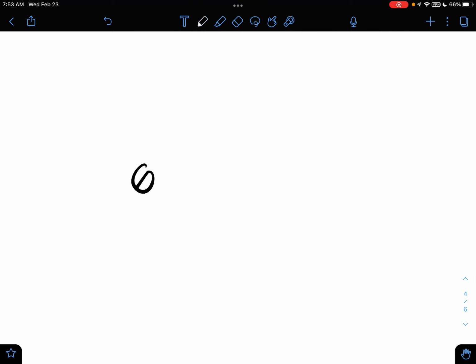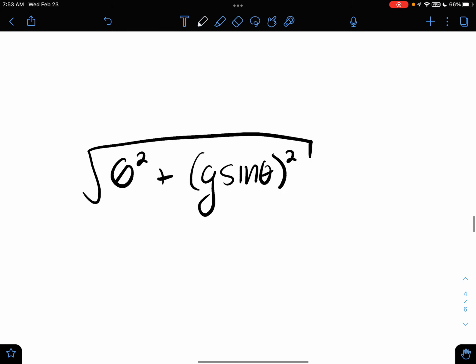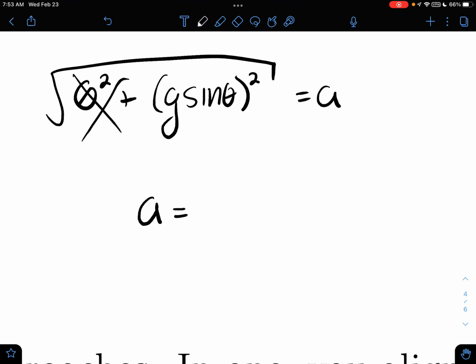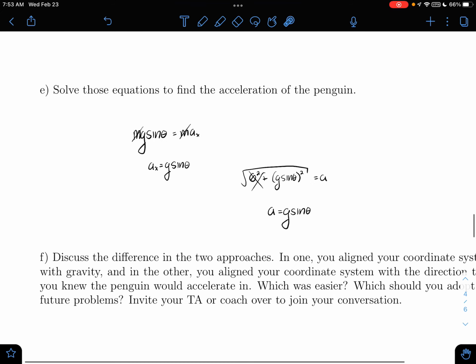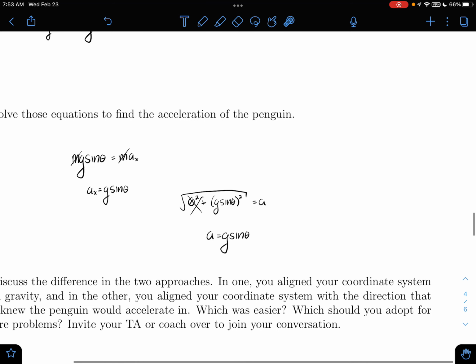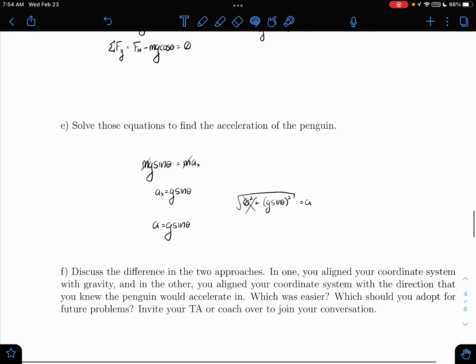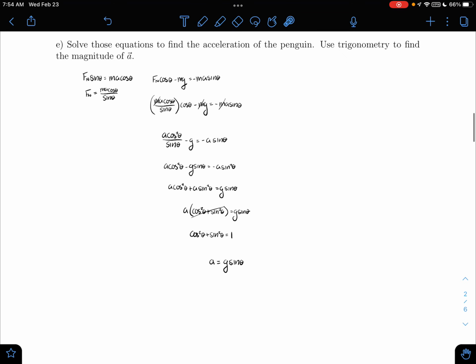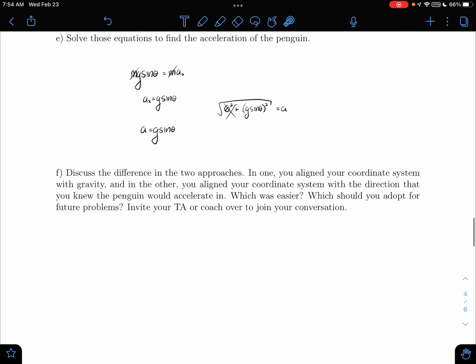If it was Pythagoras theorem, it would be 0 squared plus g sine theta squared. Take your square root. 0 is just going to disappear. Square root of that is just going to give us our acceleration is just our g sine theta. You can do this without the Pythagorean theorem and just say, since AY is 0, this is just going to be our acceleration, but that's just the reason that it's like that. Which works out wonderful. So here's our A equals g sine theta, and that's what we got before as well, A equals g sine theta. But this one took a few less steps.